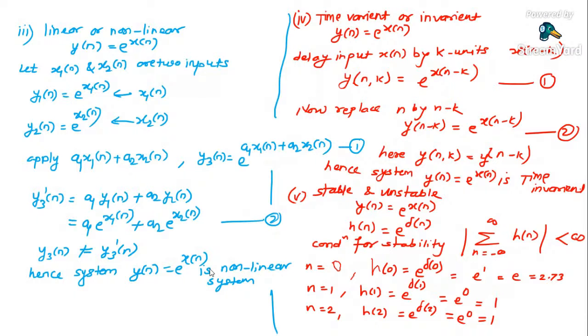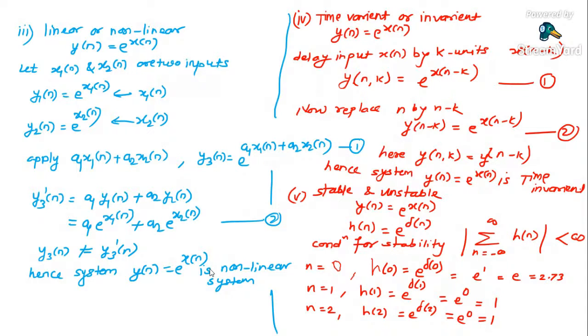Then in the fourth case, time variant or invariant. First of all, delay the input by k units. Then apply it to the system and find out the output. Then replace n by n minus k in the original equation. If both are equal, then it is time invariant. And if not equal, then it is time variant.